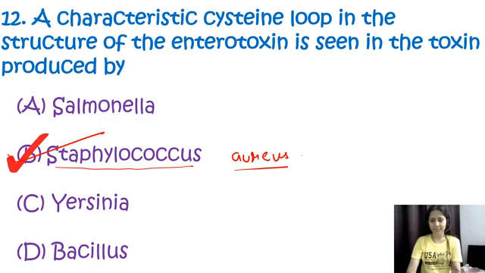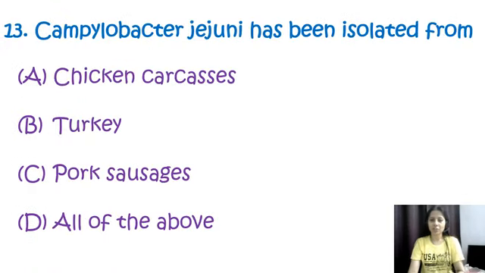Next, question number 13. Campylobacter jejuni has been isolated from, options are chicken carcasses, turkeys, pork sausages, or all of the above. This Campylobacter jejuni is a bacterium commonly associated with poultry, turkeys, and also with meat sausages like pork sausages. So my correct option is D, that is all of the above. Consumption of undercooked or contaminated poultry can cause infections in the human body. So the correct option is D.